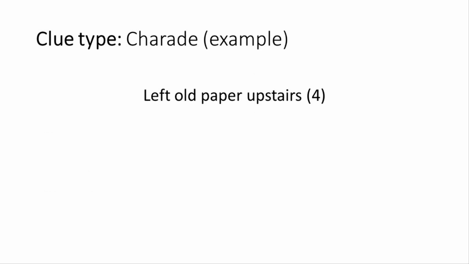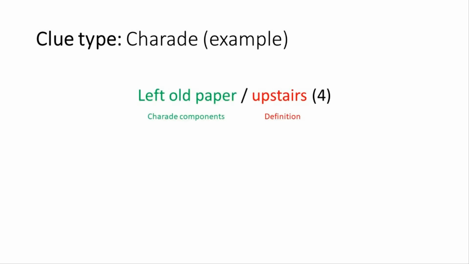Let's try this. Left old paper upstairs, 4 letters. Here, left old paper are all charade components, and upstairs is the definition. Left gives you an L, as in right and left, with right potentially being an R. Old is an O, new could be an N. You often see Bible books like OT and NT, Old Testament and New Testament. Bible can also be AV, which would be authorized version. And then paper, in this case the FT, i.e. the Financial Times. Put them all together and you get loft, another word for the very upstairs of a house.